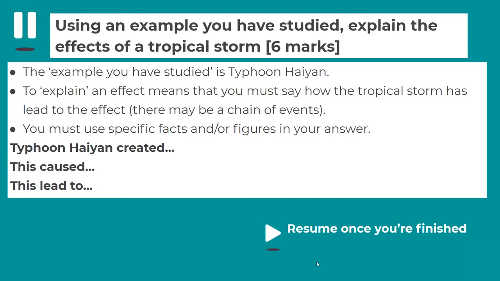To explain an effect means that you must say how the tropical storm has led to the effect, and there may be a chain of events that have happened. And you must use specific facts and figures in your answer from the case study.